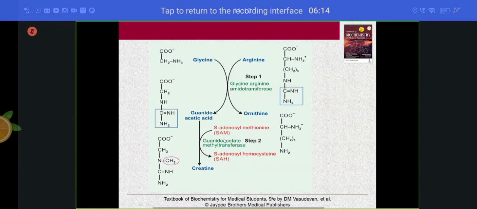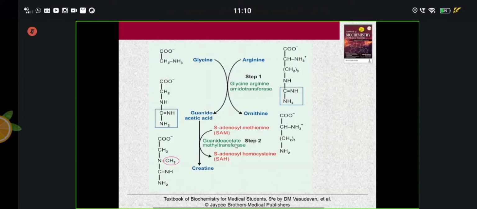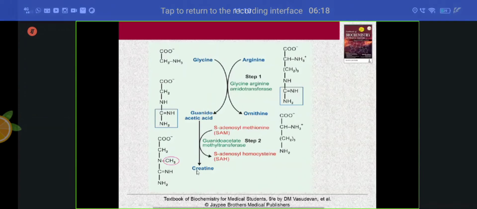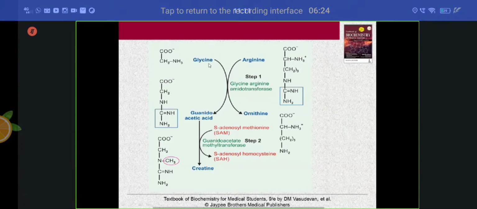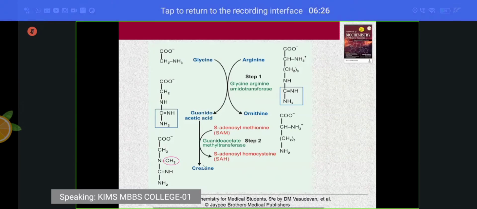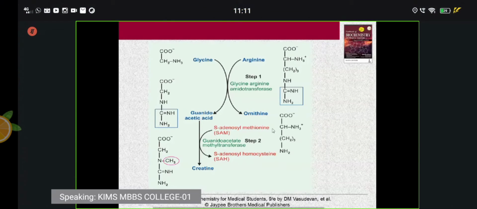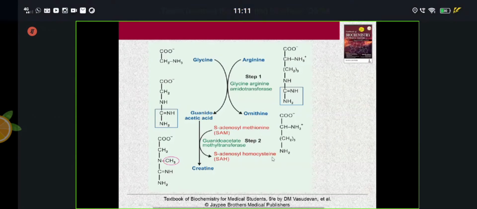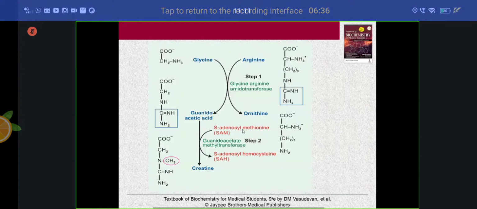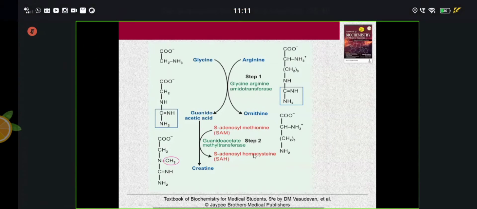Okay, it comes along with guanidinoacetate methyltransferase, and you get creatine. So what we are supposed to memorize is glycine, and what we want finally is creatine. The other important molecule is SAM, S-adenosyl methionine. What is SAH? S-adenosyl homocysteine. The difference between these two is a methyl group. Methionine and homocysteine differ by a methyl group.